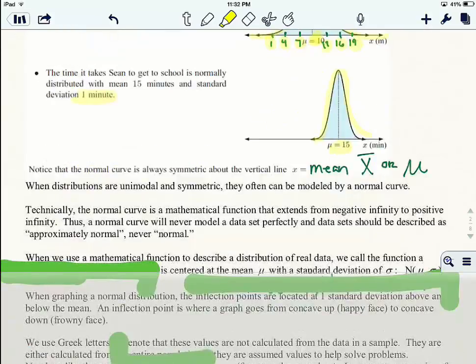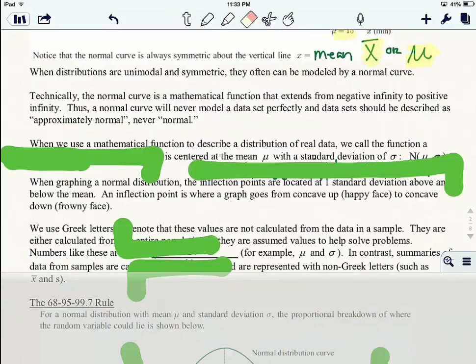Notice that the curve is always symmetric about the vertical line x equals the mean, which is either going to be x bar if you have sample data, or mu if you have population data or we're able to take a census. When distributions are unimodal and symmetric, they can often be modeled by a normal curve. Technically, the normal curve is a mathematical function that extends from negative infinity to positive infinity. Thus, a normal curve will never model a data set perfectly, and data sets should be described as approximately normal, never normal. So there's that word approximately again, where you'll get taken from an E to a P on a free response question.